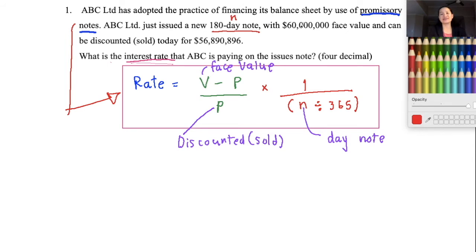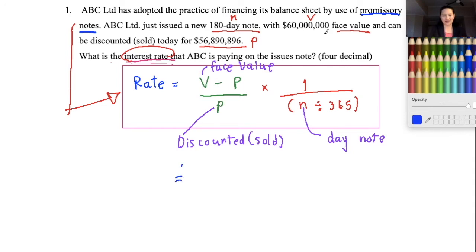With 60 million face value, now we know V is 60 million, and it can be discounted also today for 56,890,896, so we know this one is P because it means discount. And what they want you to find is the interest rate. Alright, let's put everything in the formula. I will show you step by step.